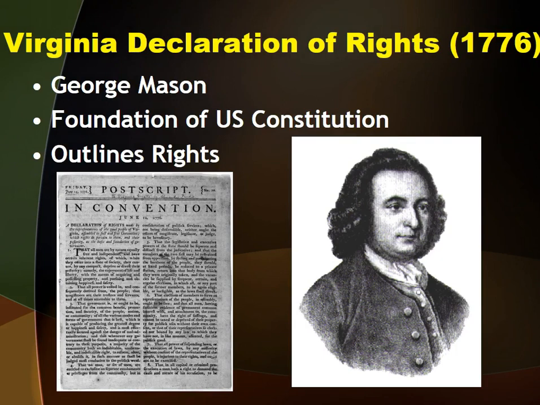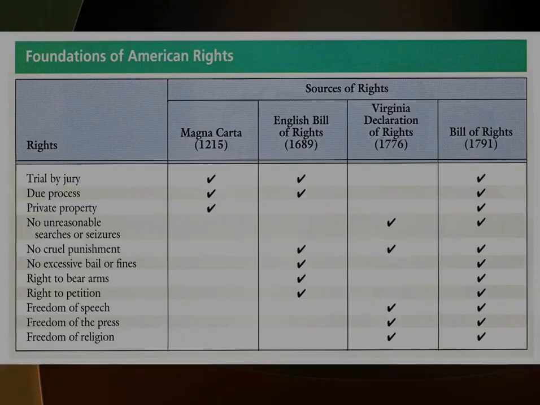In 1776, we get the Virginia Declaration of Rights. It was written by a gentleman named George Mason. And even though the Virginia Declaration of Rights was only for Virginia, a lot of the things that we find in the American Constitution, a lot of the rights that were protected in the Bill of Rights, they're outlined in the Virginia Declaration of Rights. So the ideas that came together at the Constitutional Convention didn't come out of nowhere. Many of them came from the Magna Carta, the English Petition of Rights, the English Bill of Rights, and those were included in the Virginia Declaration of Rights.